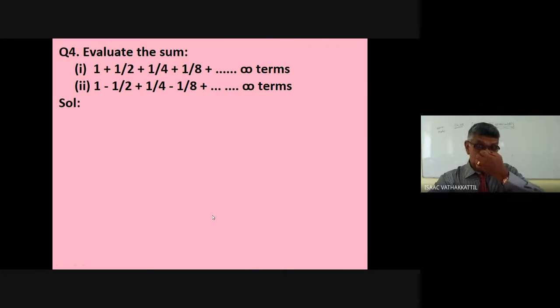Well, evaluate the sum of infinite terms of GP: 1 plus 1 by 2 plus 1 by 4 plus so on, to infinite terms; and 1 minus 1 by 2 plus 1 by 4 minus so on, to infinite terms.